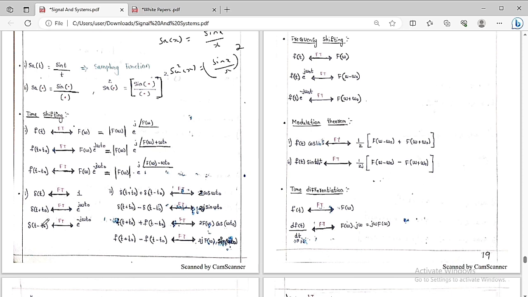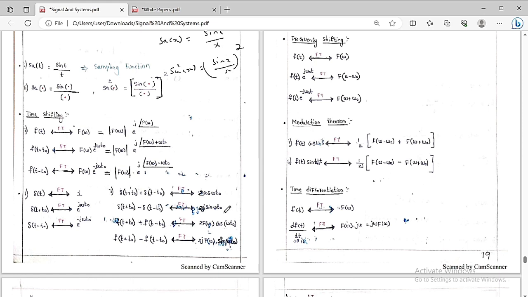Suppose I add these two things, if the LHS is added, add the RHS also. So delta of t plus t naught plus delta of t minus t naught, what is the Fourier transform? Add these two things. You know e to the power of j theta is nothing but cos theta plus j sin theta. So if you add these two things, we are going to get 2 cos of omega t naught. Similarly, if you subtract these two things, then you also need to subtract, and we are going to get 2j sin omega t naught.